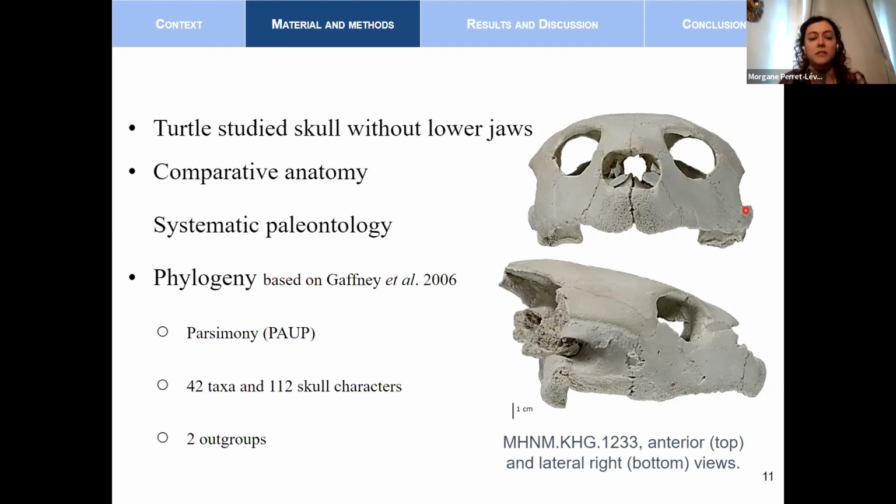I did a comparative anatomy and systematic paleontology on it. Finding the systematic placement was the first aim of the study. We also did a phylogenetic analysis based on the work of Gaffney et al. 2006. I added my specimen and did a parsimony analysis on PAUP. It holds 42 taxa and takes into account 112 skull characters, with two outgroups to polarize the study.